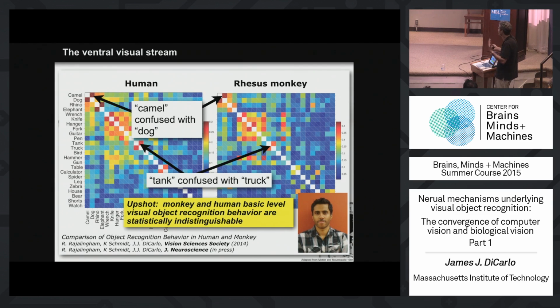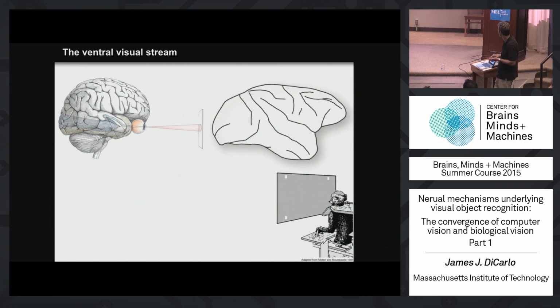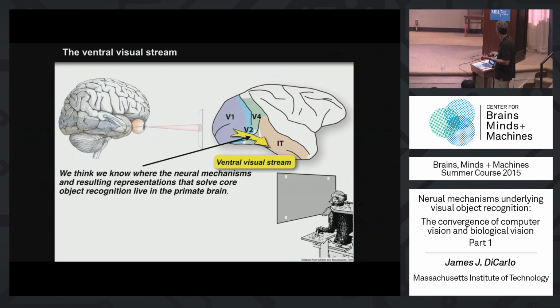But they're very similar to each other. In fact, monkeys and humans are statistically indistinguishable on these kinds of patterns of confusion. So that's one reason we like this subject: the monkey model is that the behavior is very well matched to the humans.